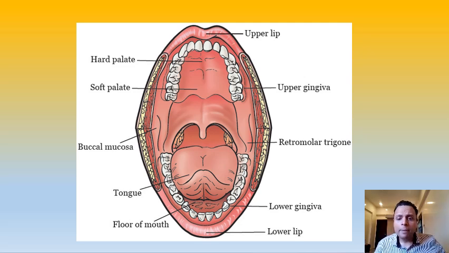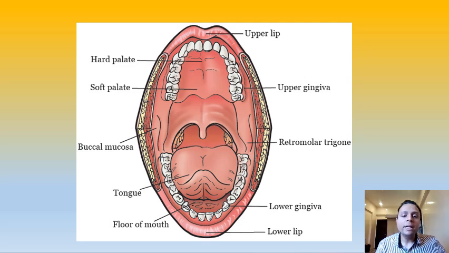So you can see here the upper lip, the lower lip. You have to use words like gingiva, upper gingiva, lower gingiva, and there is an area behind the molar, which is called the retromolar area, and this is the retromolar trigone. This is the soft palate, and this is the hard palate. So you should know where the lesions are, whether on the hard palate or soft palate. You should be good in oral anatomy also.